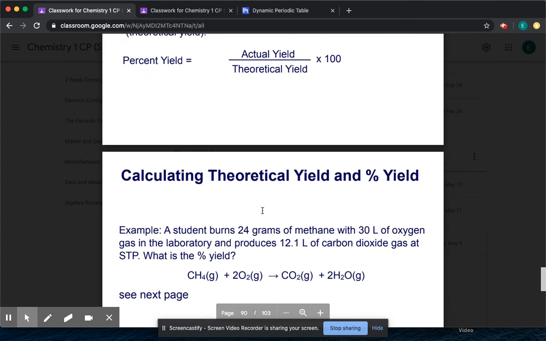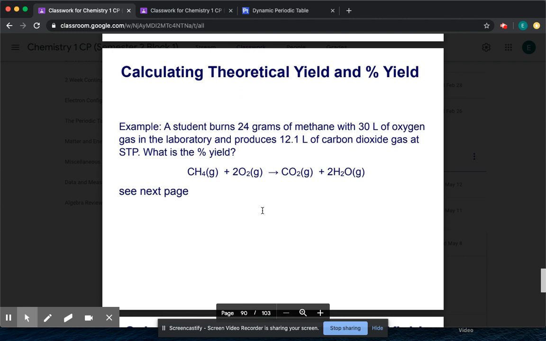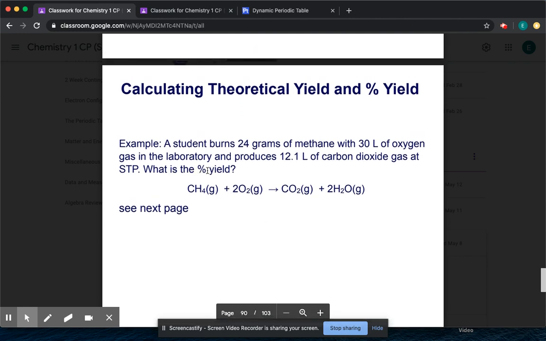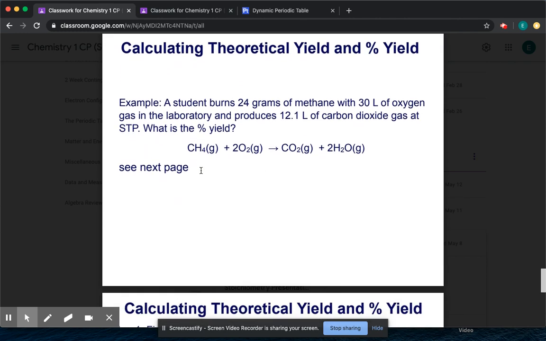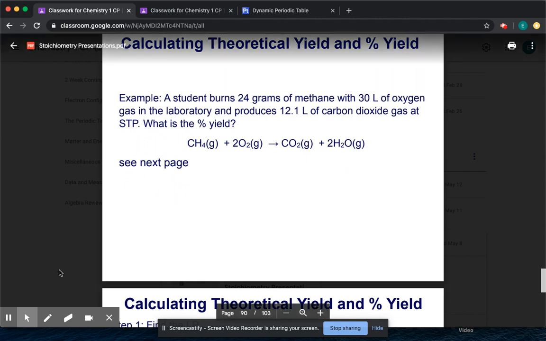Okay. So now let's do an example where we calculate the percentage. So here we want to calculate percent yield. So we have a combustion reaction. We have methane with oxygen making carbon dioxide and water. This is a combustion reaction. We have 24 grams of methane. Again, methane is CH4, and I'll label that for you so you don't forget. Methane is CH4. We have 24 grams of it, and we have 30 liters of oxygen.